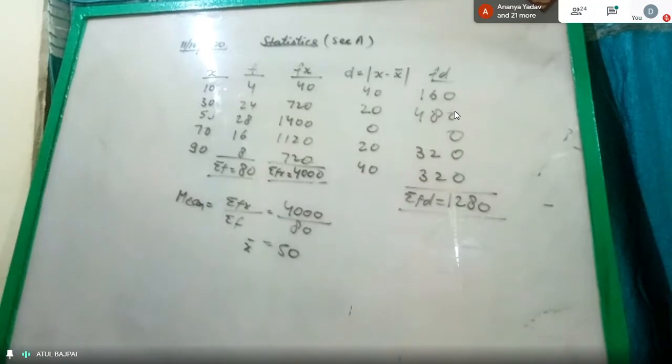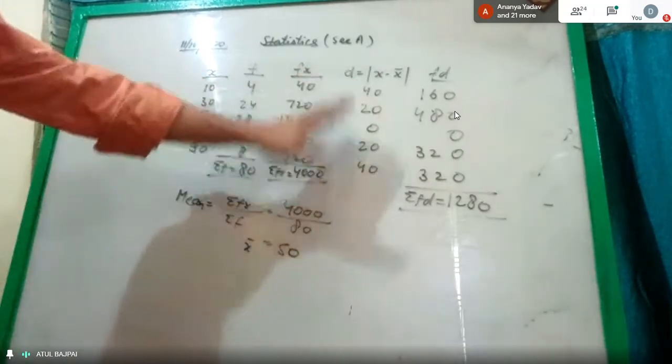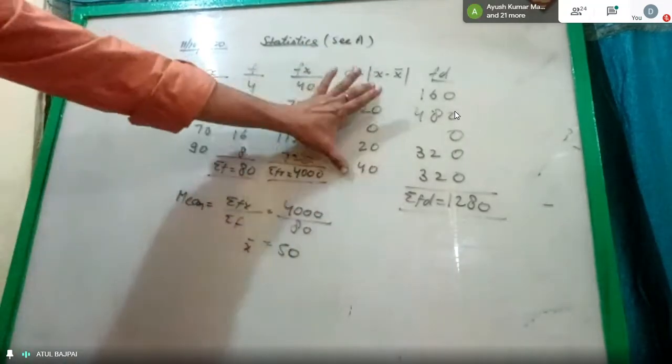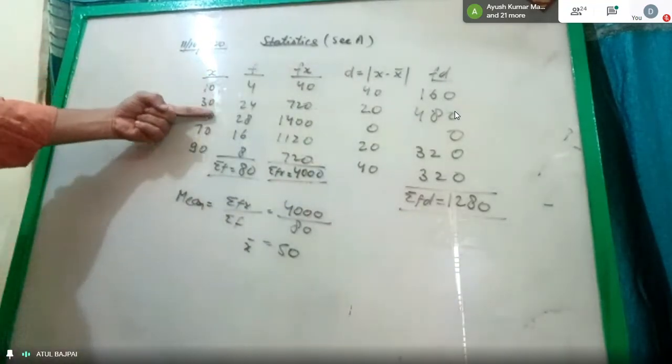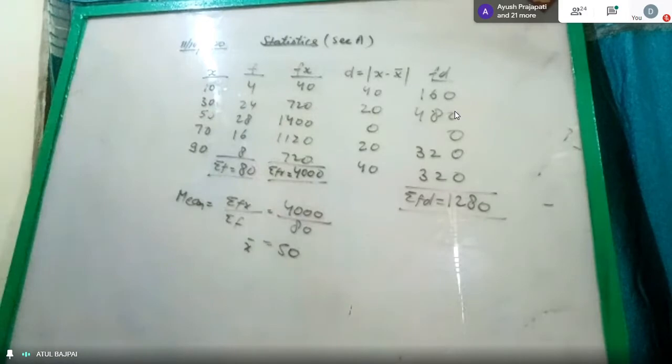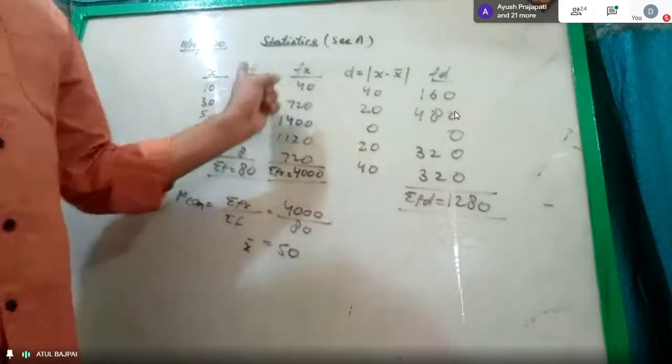What is D? D is the deviation, which we totaled and divided by the number of observations. How many observations are there? 1, 2, 3, 4, 5. Five observations. But because of f, the formula will become f into D.